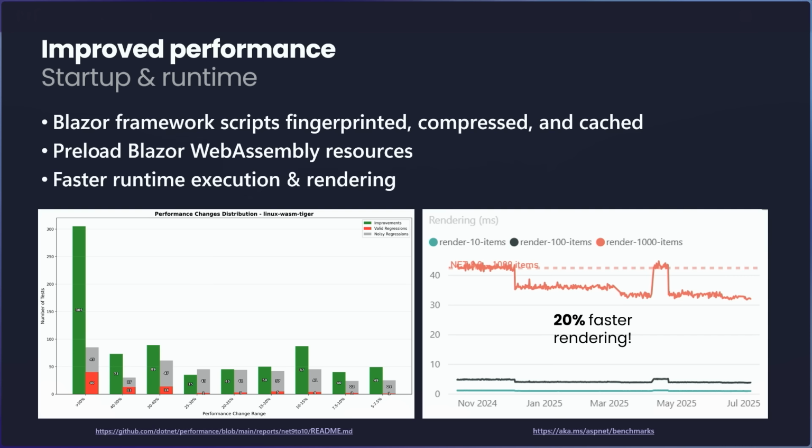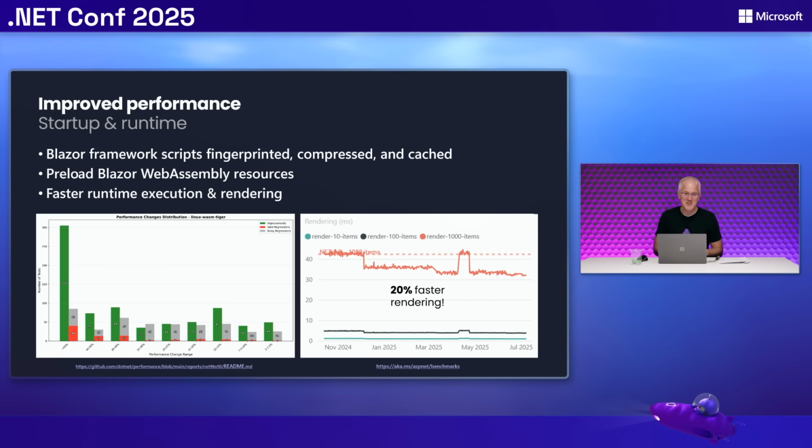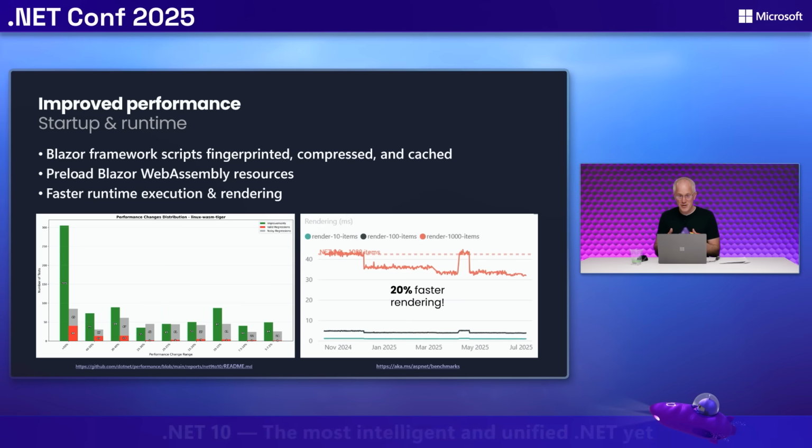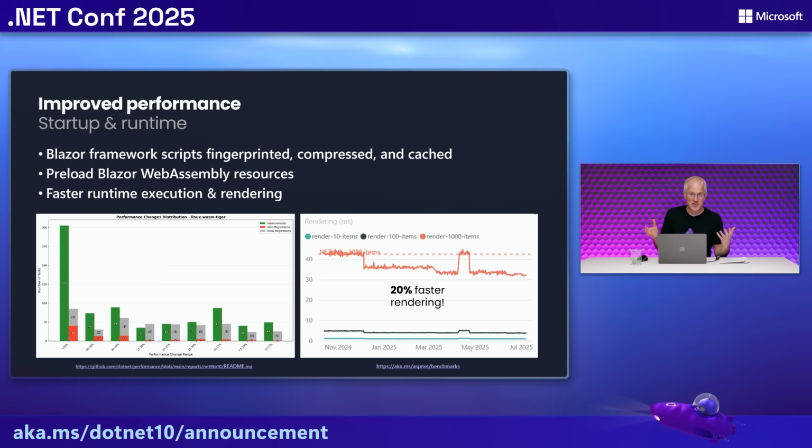Next, let's talk about performance. So we want to make sure that .NET 10 is the fastest release of Blazor yet, so we've made a number of optimizations. The Blazor framework scripts are now provided fingerprinted, pre-compressed, and cached, just like all of your other static web assets in your ASP.NET Core applications, so that they load faster.